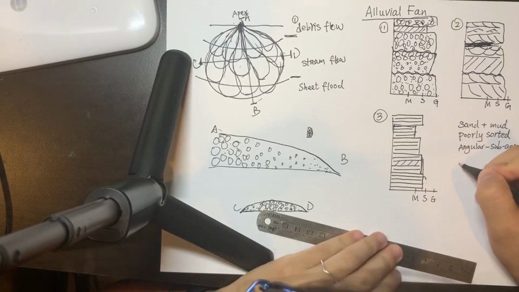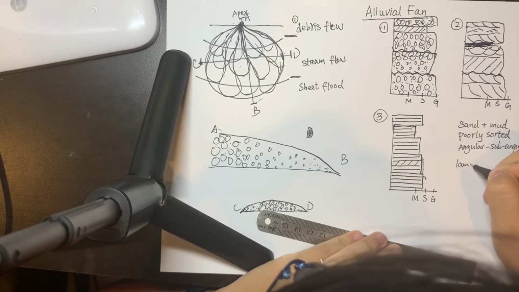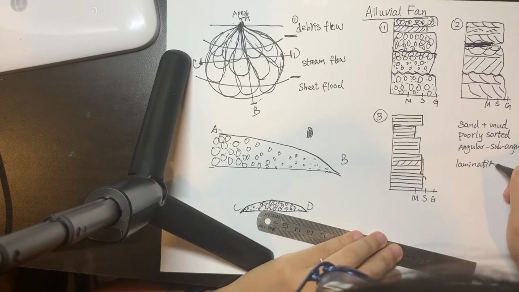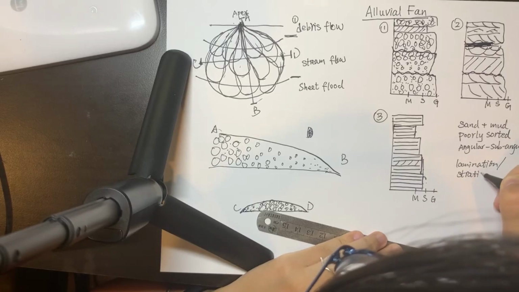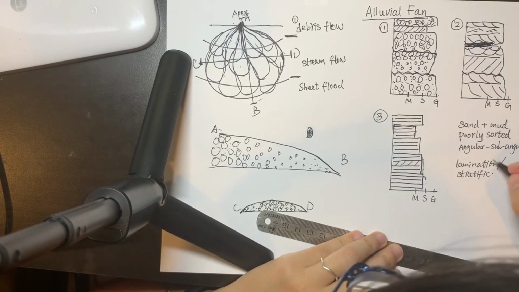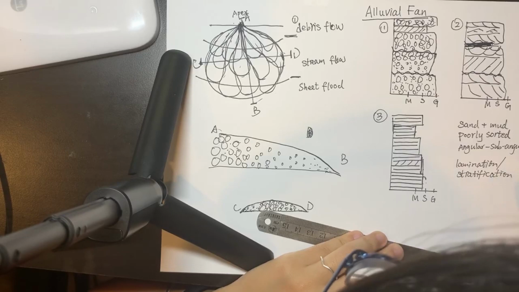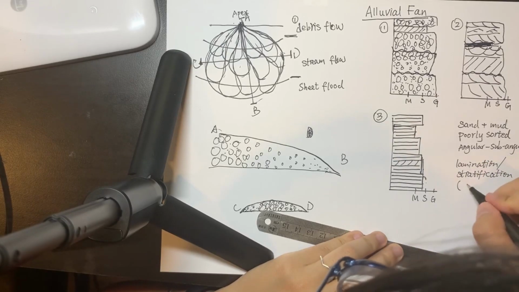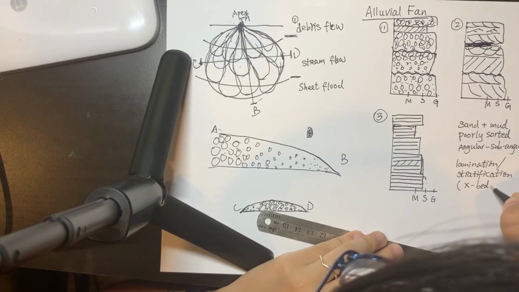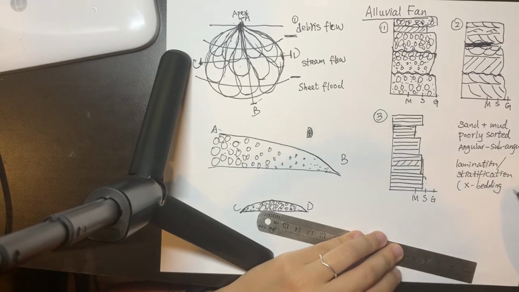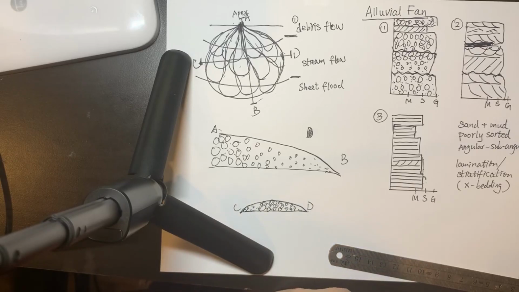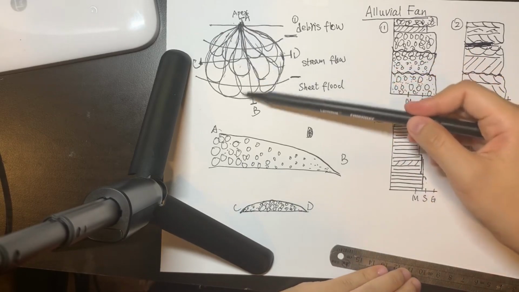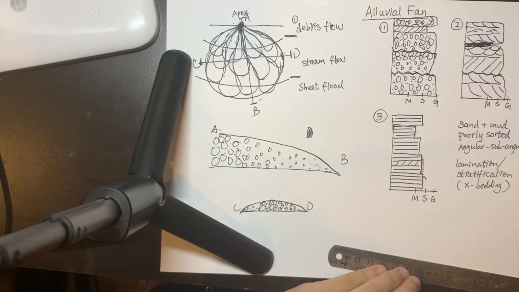Structure will be lamination or stratification, and sometimes maybe with a crossbed, but not often seen. Okay, so this is the characteristic and the typical stratigraphic column for different areas in an alluvial fan deposit.